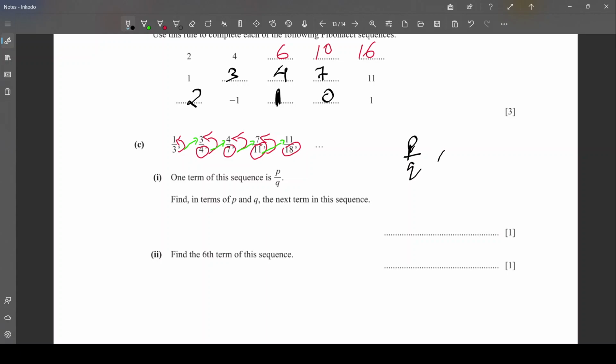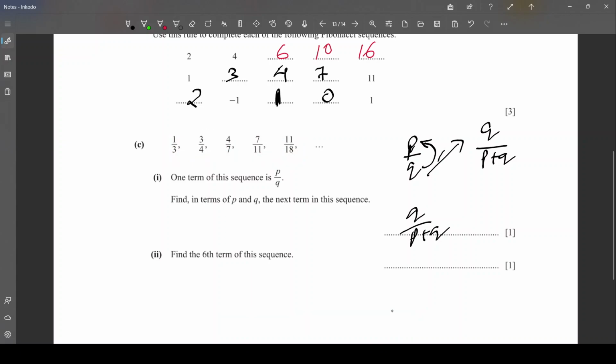So the next term should be actually, this term is matching, right? This lower term is matching. This term and this term is matching. So here definitely q should come. And the bottom term is actually the addition of the previous two terms, right? So the bottom term should be equal to p plus q. So that's all. If one of the terms is p by q, the next term should be q divided by p plus q. If you understand this pattern, it is easy to get it.